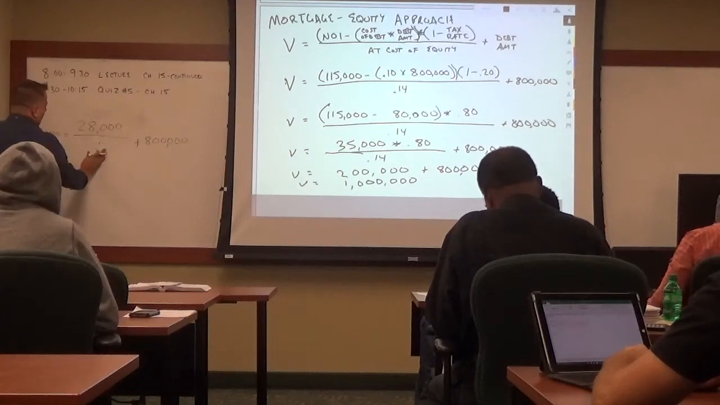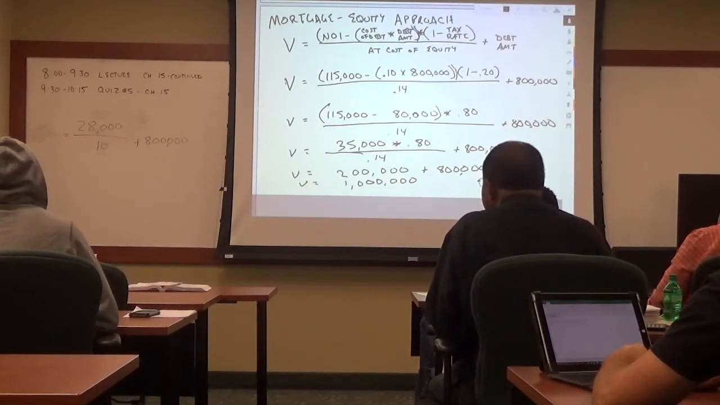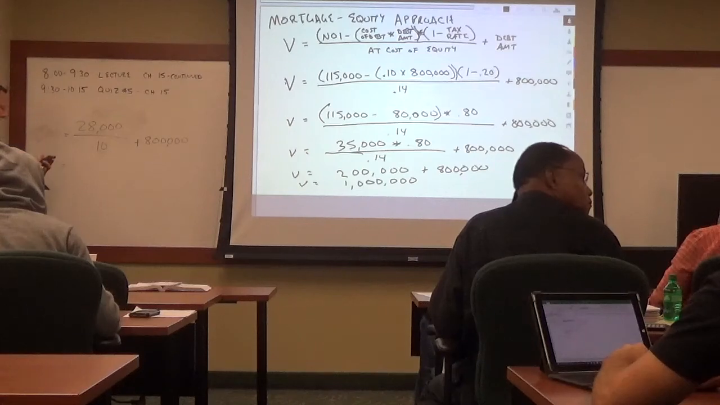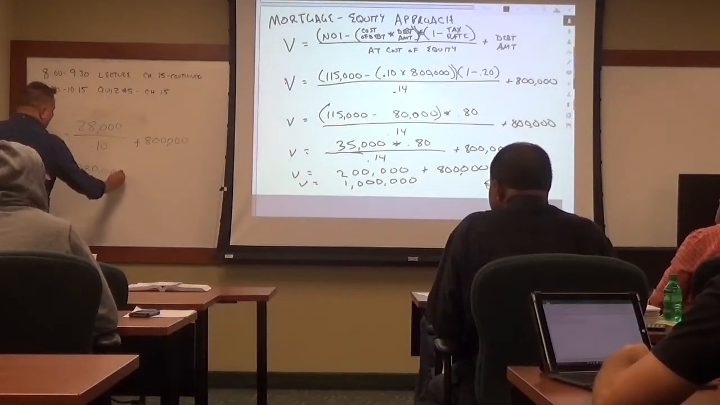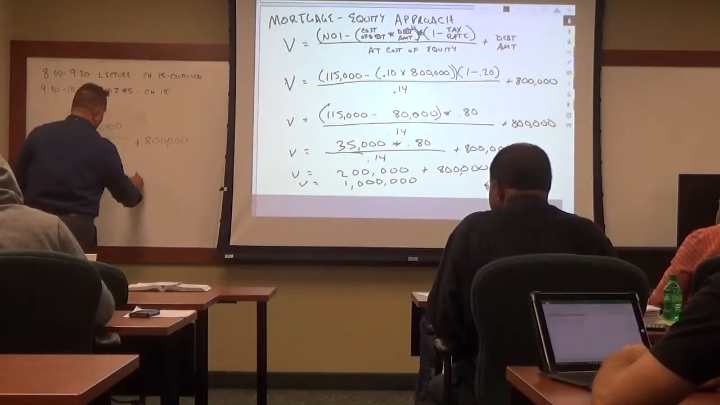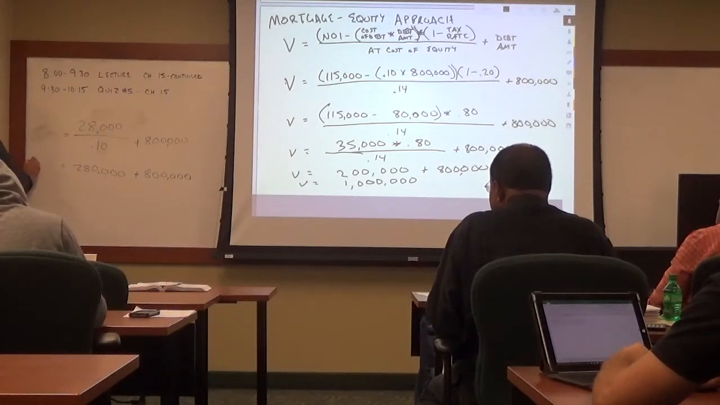But what if that number were to go down to, let's say, 10%? How would that change the value of this particular project? So, in essence, what we would find is 28,000 divided by 10% would mean that the value of the equity would go up by $80,000, to $280,000. Our debt would remain constant at $800,000, meaning now we've got $1,080,000 as our new value.